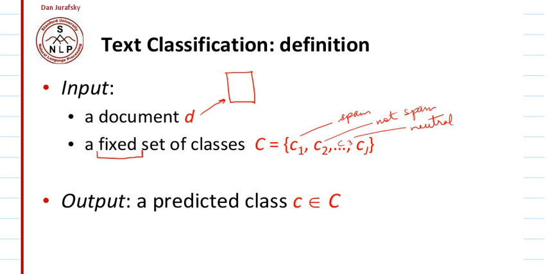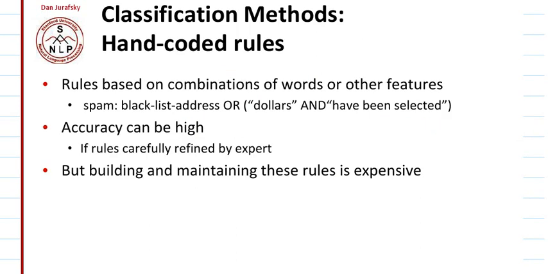Later on we cannot say that I have some new class, like little spam or highly spam. This cannot be done at a later stage. We need to initially define what the classes are and fix them. And then the output is that this document D will be assigned a predicted class C that belongs to these classes.